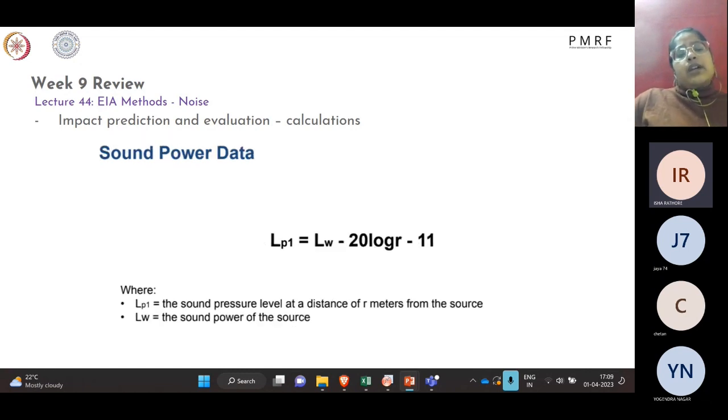Okay, and then you also calculate the sound power data, which is again this equation, so you can go through them. And there were a few numericals which you can expect around these equations. So they're going to be very straightforward. That is, they're just going to give you the values according to these parameters which you need to input, but you can still remember them for numericals and numerical MCQ questions.